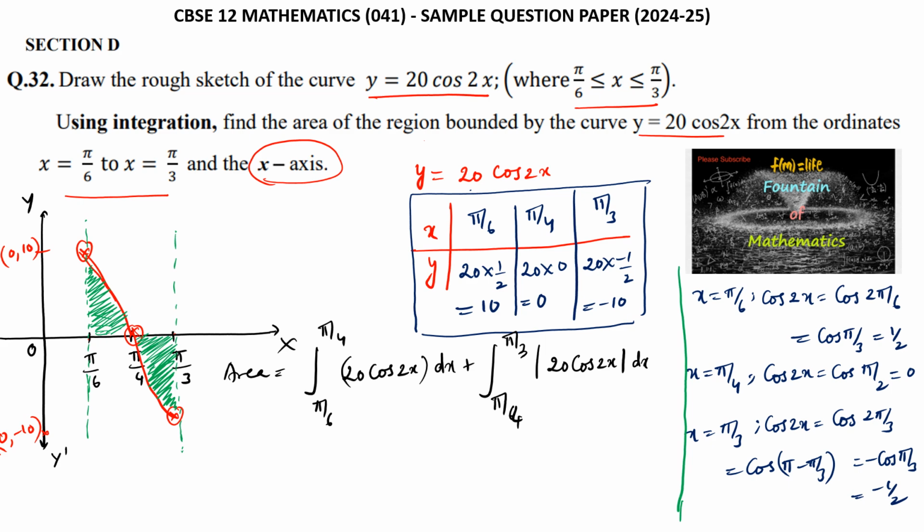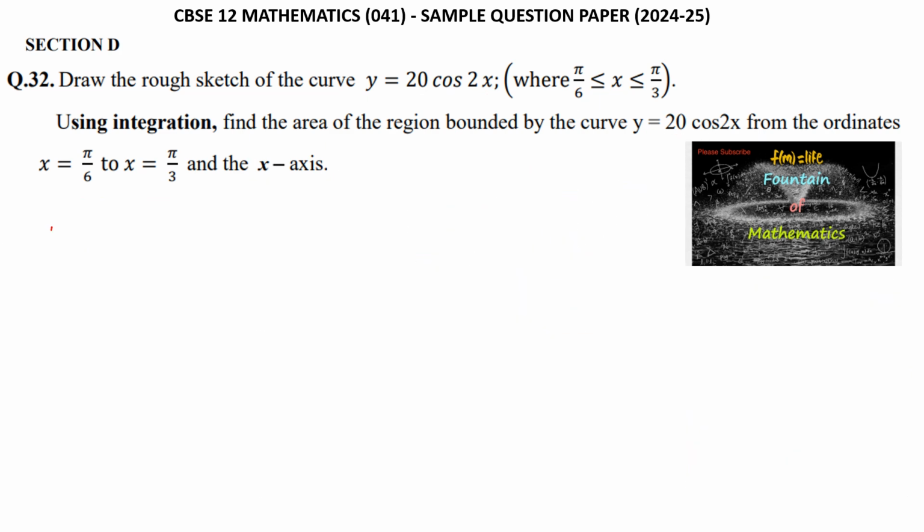So this can also be written, area is equal to 20 times integration of cos 2x, which is sin 2x divided by 2, over the limits pi by 6 to pi by 4, plus here 20 times mod sin 2x divided by 2 over the limits pi by 4 to pi by 3. That is 10 times sine 2x over the limits pi by 6 to pi by 4, and again here 10 times mod sine 2x over the limits pi by 4 to pi by 3.